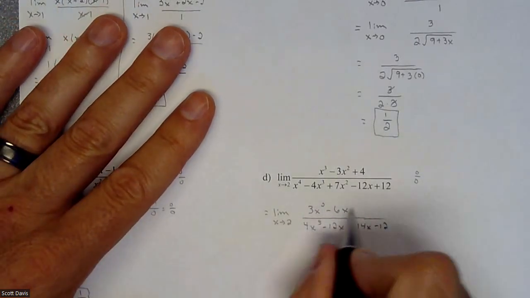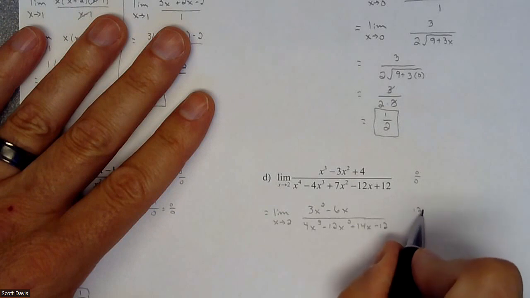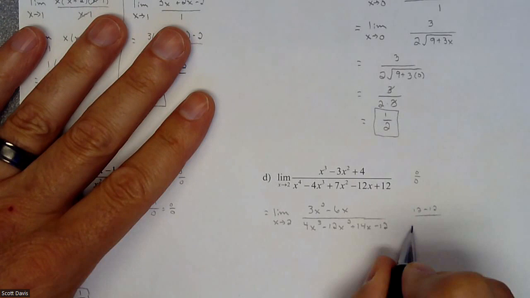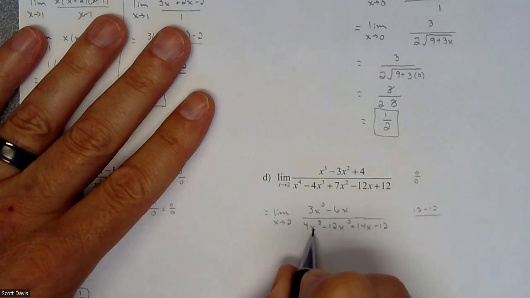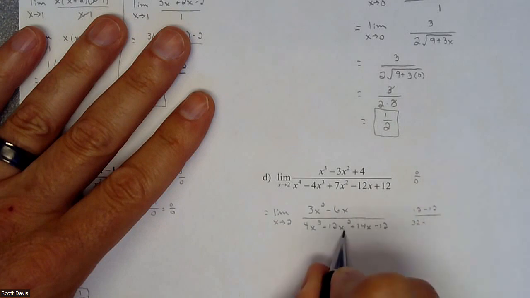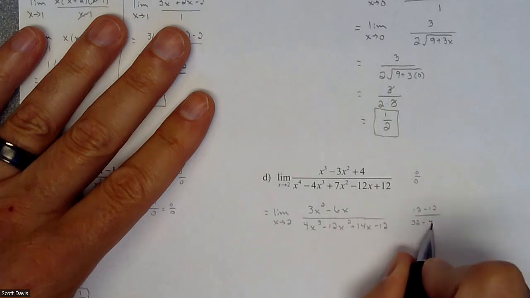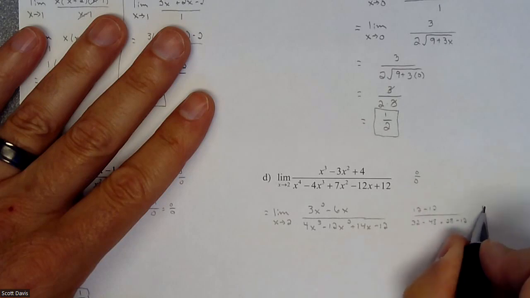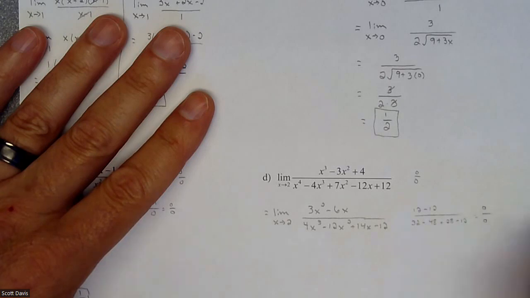So this is going to be 4. It's going to be a 12 minus 12. Probably most likely we're going to get a 0 over 0. Here we're going to get 8 times 4 is 32. And then we got 4 times 12 is 48 plus 28 minus 12. And we get, again, a 0 over a 0.